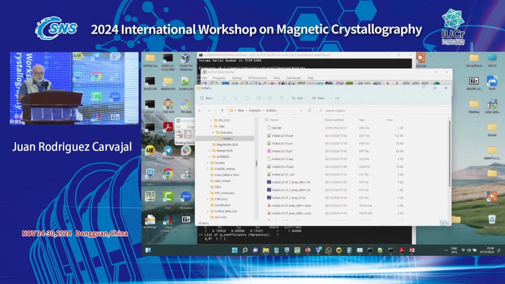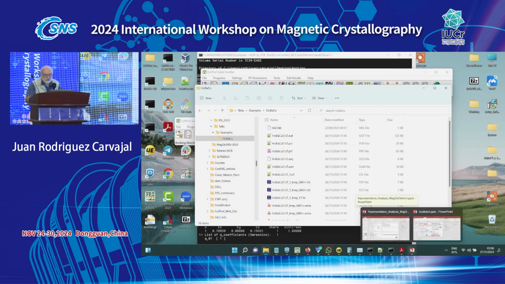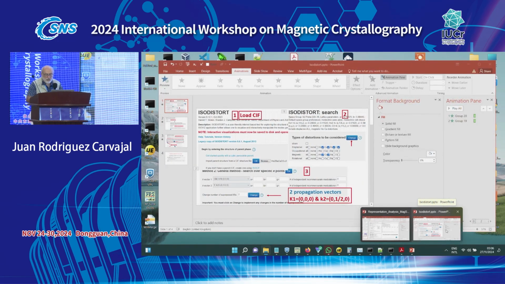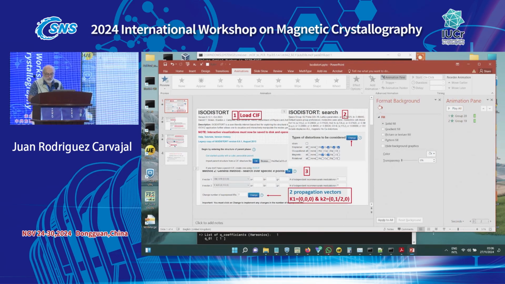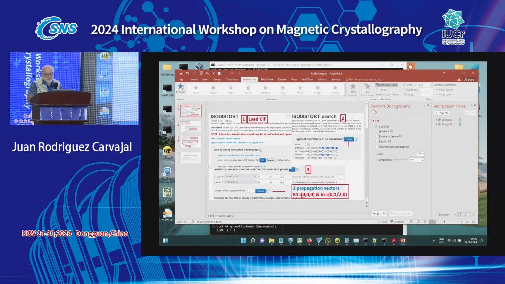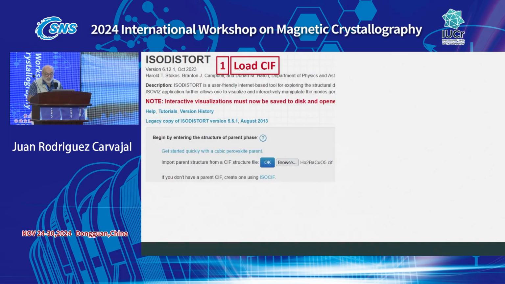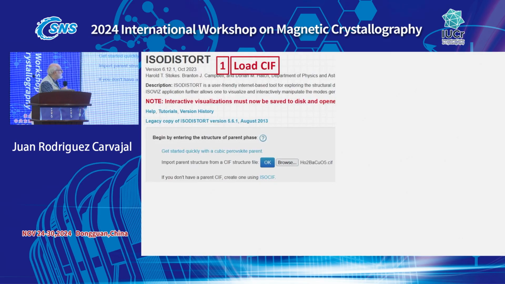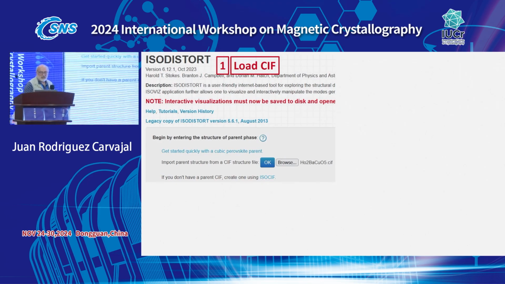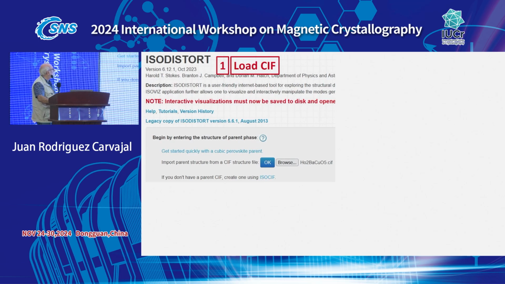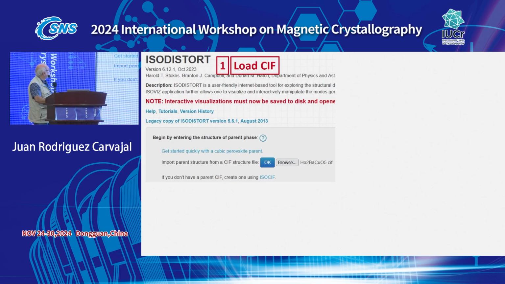Let me just show you how you work with ISODISTORT. For example, for that particular case, you can reproduce that. I will do that to show you how this is. The first thing, I suppose that Branton will explain in much more detail, but it is something really simple. You have to load a zip file.